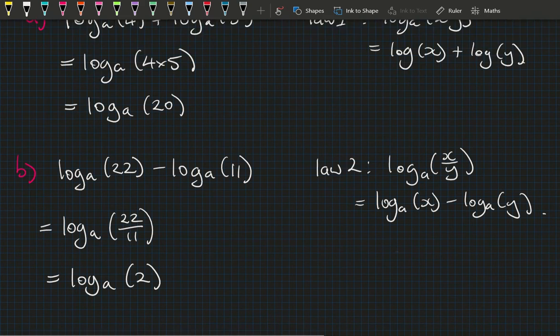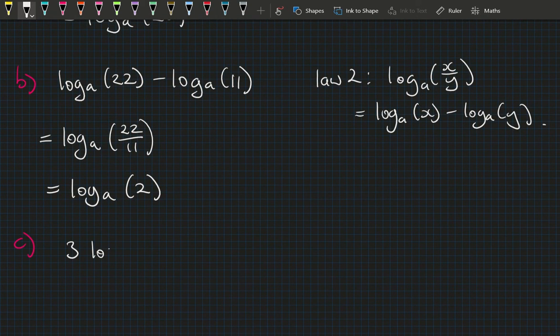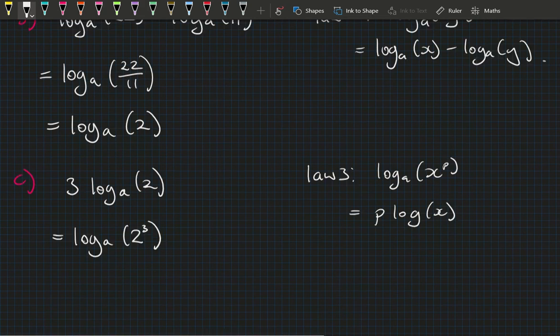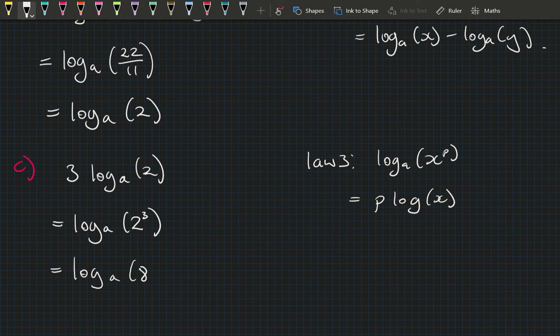And then in part C, we've got 3 times log base a of 2. Of course, if you remember law 3, log base a of x to the p is equal to p times log of x. So we can go back the other way. We can raise 2 to the power of 3, which gives us log base a of 2 to the 3. And 2 to the 3 is 8, so we've got log base a of 8. Okay, so that's all we're asking of you in this example.